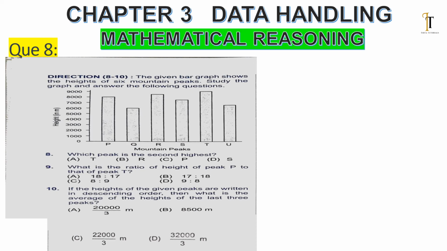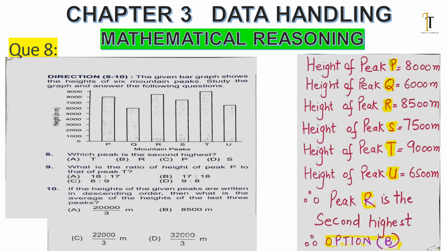Okay, so note down the height of all the peaks, like P is 8000 meter, Q is 6000 meter, R is 8500 meter, S is 7500 meter, T is 9000 meter, whereas U is 6500 meter. So students, we need to find the second highest, right? So here the highest is peak T, and the second highest, it's clear, is peak R. So option B will be your correct answer.